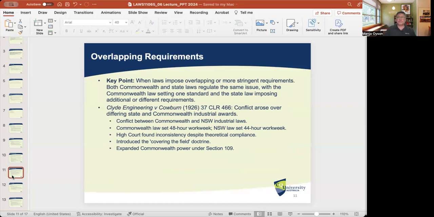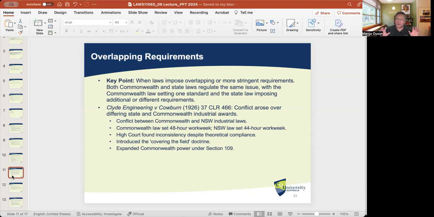In this particular scenario, there was a conflict between Commonwealth and New South Wales industrial laws, because on the one hand, the Commonwealth law set 48 hours as the number of hours per work week. New South Wales law, however, required a maximum of 44 hours. So clearly, there was an inconsistency. If an employer in New South Wales, for example, permitted employees to work for 46 hours, they would be compliant with Commonwealth law, but would be in breach of New South Wales law that was similarly trying to regulate the work week in the state.